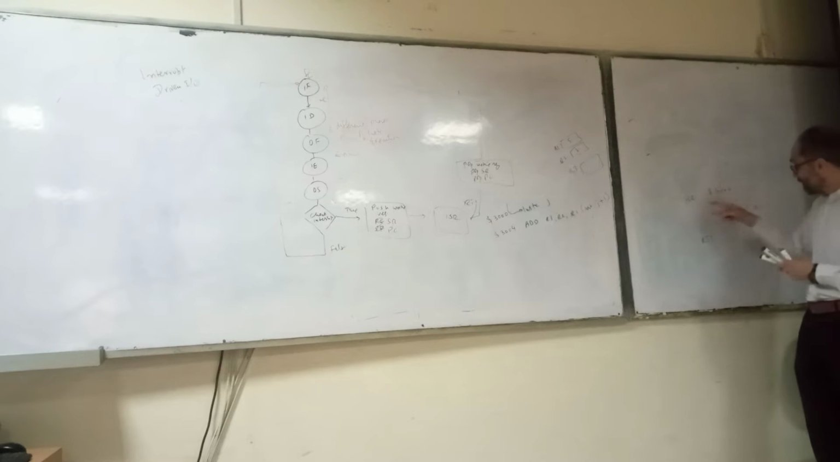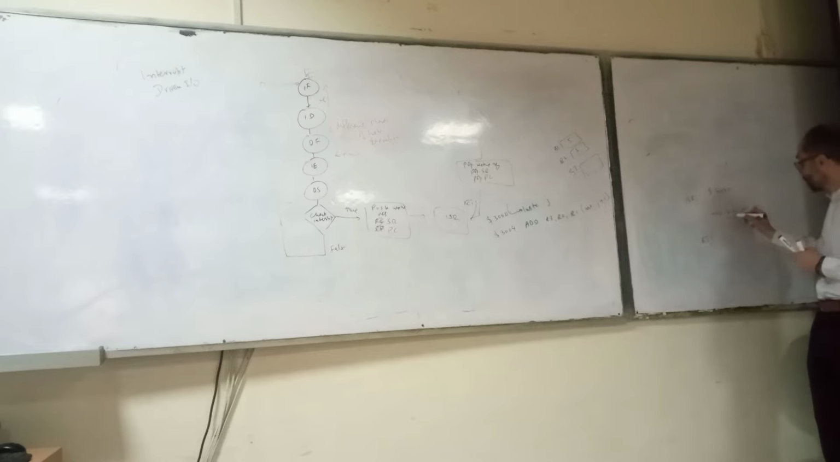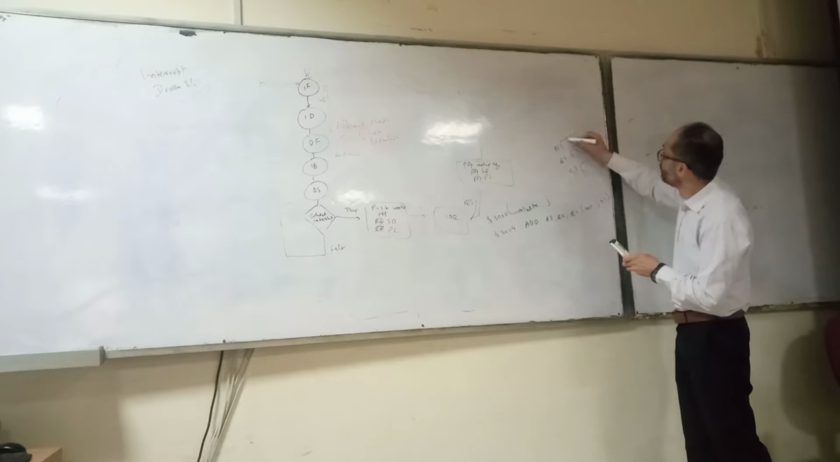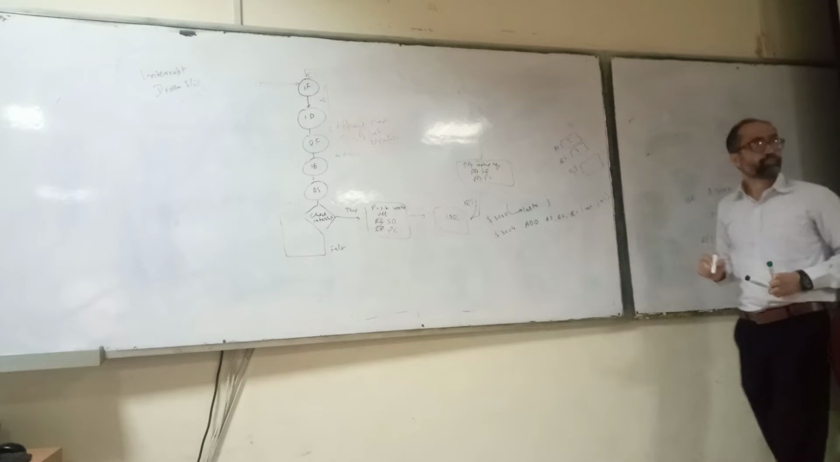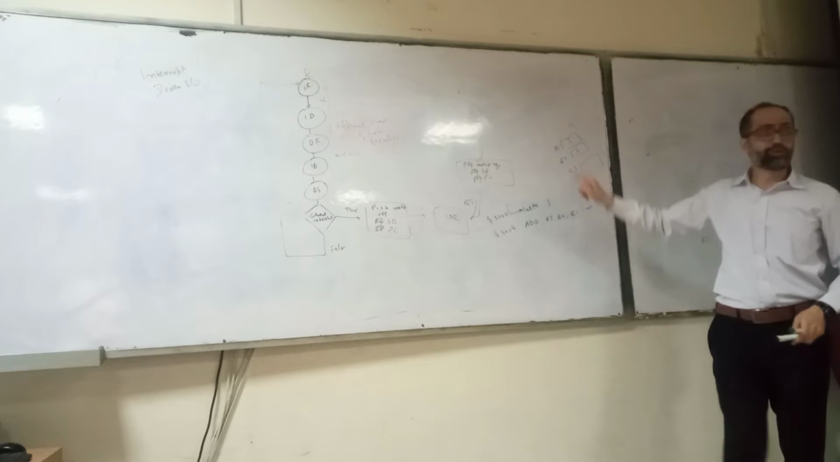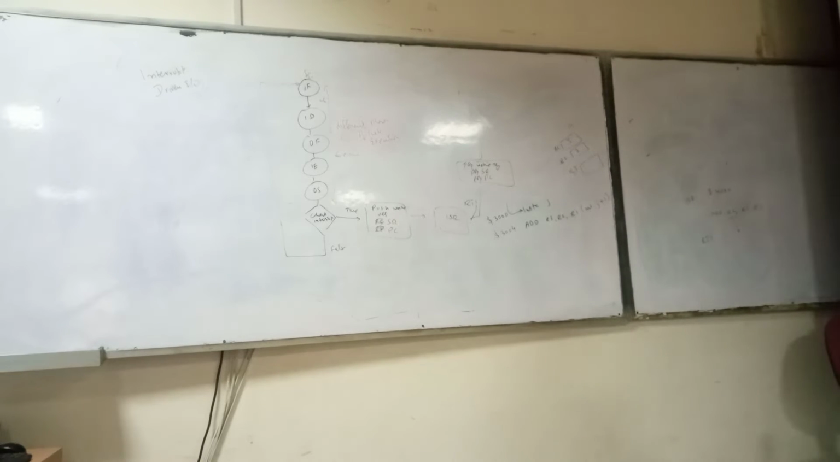If this ISR is modifying R2, what will be the new value of R2? Maybe this value is changed from 5 to 9. And when we return from this subroutine, will we get the correct value for R3 or incorrect value? Incorrect value. Why incorrect value? Because the contents have changed.